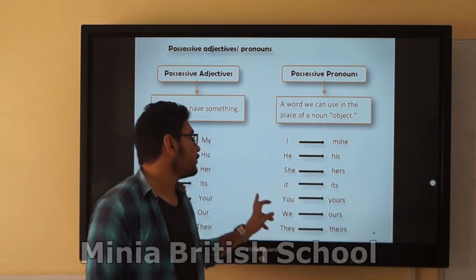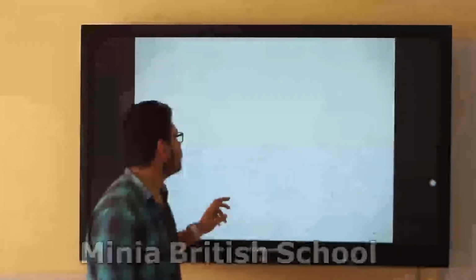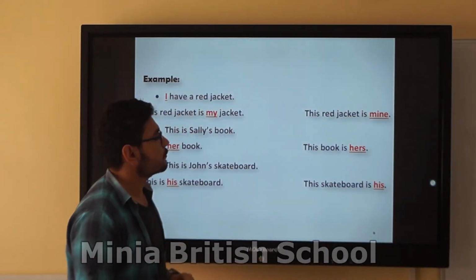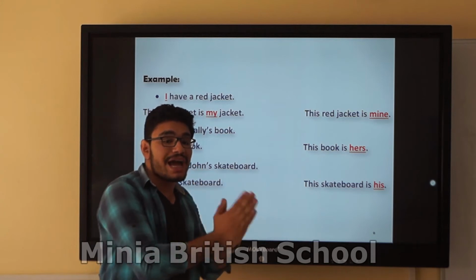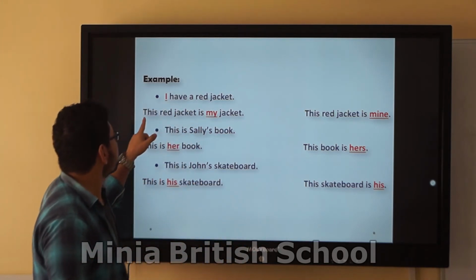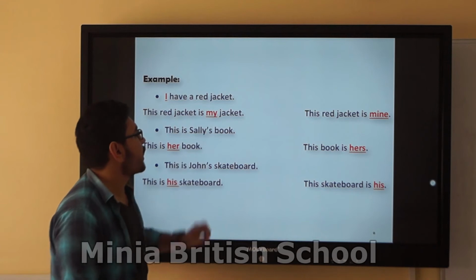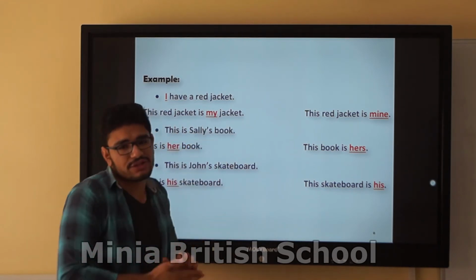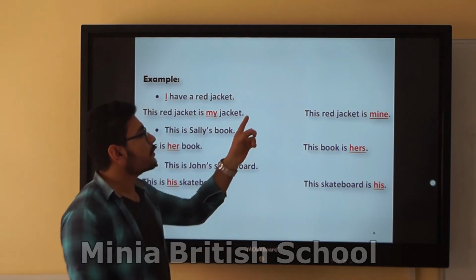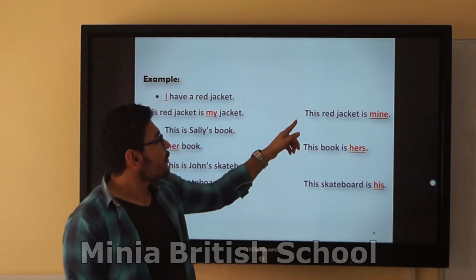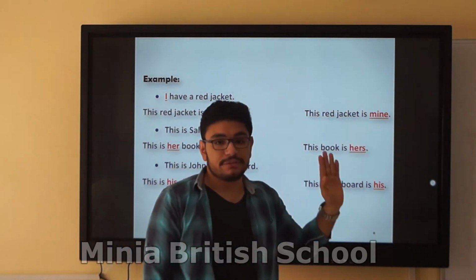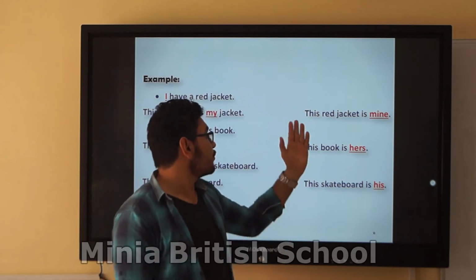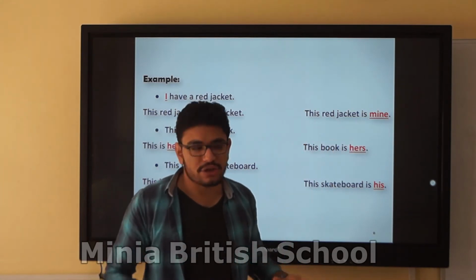Okay, for example, I have a red jacket. With possessive adjectives, we say: this red jacket is my jacket. Here, jacket is a noun. I cannot say this red jacket is my and stop. No, it is incorrect. But what about possessive pronouns? This red jacket is mine. We don't add a noun after possessive pronouns. So this red jacket is mine and we can stop.